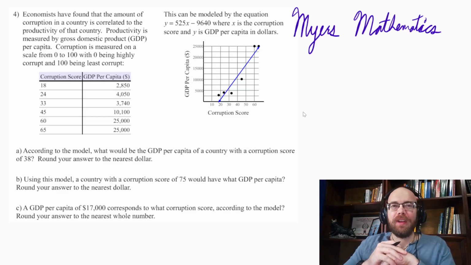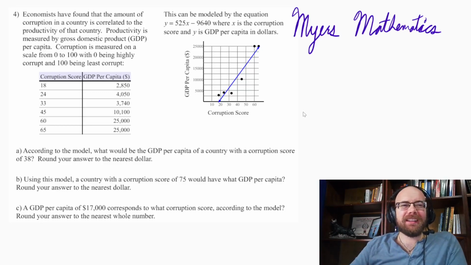When I first read this, I already read it beforehand. I didn't actually solve it beforehand, so I'm solving it in real time. I was thinking they were saying economists have found that the amount of corruption in a country is correlated to the productivity of that country. I was thinking they meant a positive correlation, but it's actually kind of the reverse. It's a little weird here.